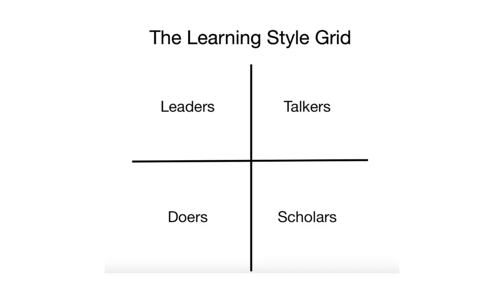Next are the scholars. These are what most people think of as the traditional smart kids. These are the students who can thrive well off of pure lecture. They like to learn new things. They like insight. So those are the scholars.